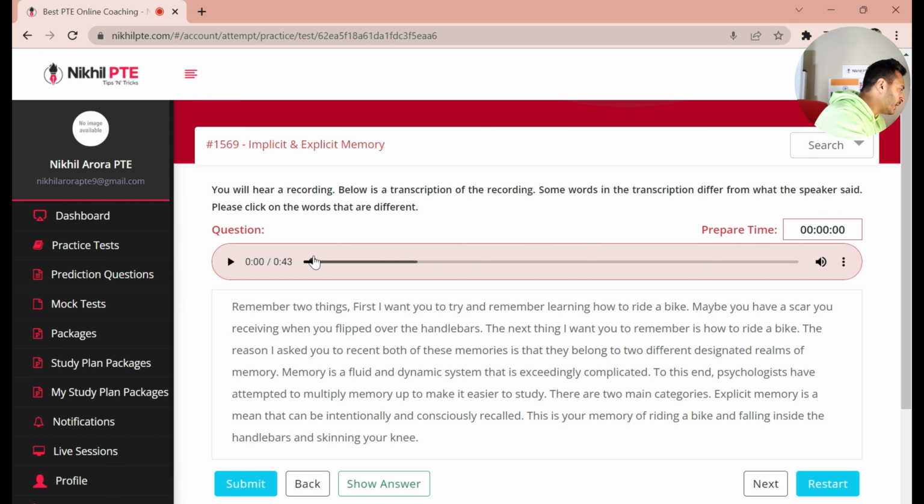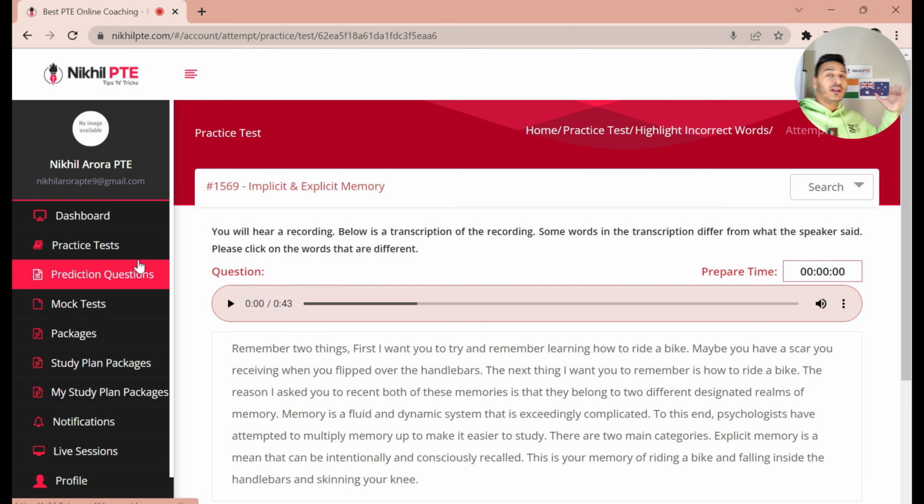Okay, so stay with the speaker. Move your cursor as per the speaker's voice. Presence of mind is needed. If you think about anything else in your mind, you will lose your score.